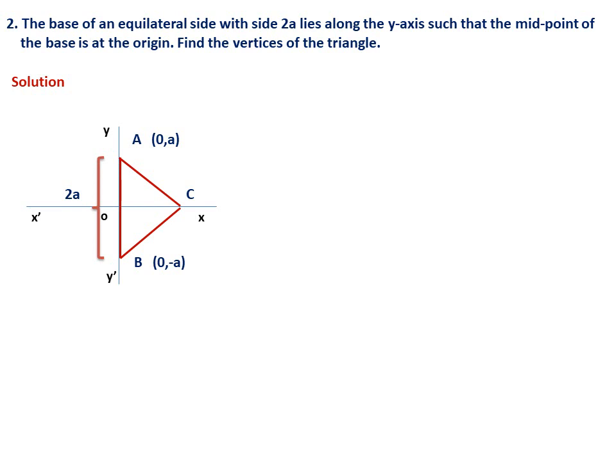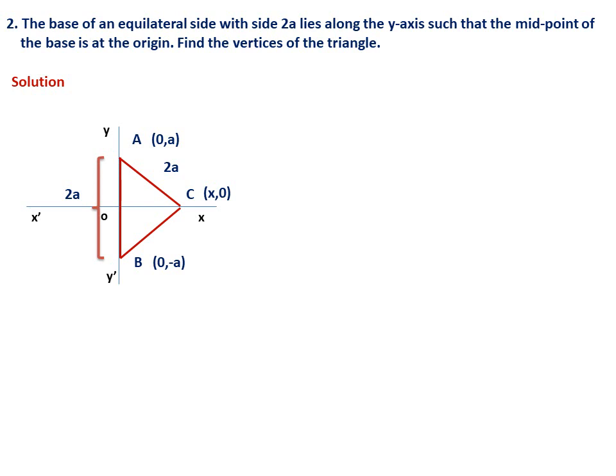Now the question is, find the vertices of the triangle. Two vertices we have got already. A is (0, a), B is (0, minus a). We have to calculate C now. Of course, its y value is 0 because it is on the x-axis. We have to calculate its x value. So how to do it? Let us take it as (Cx, 0) for the time being.